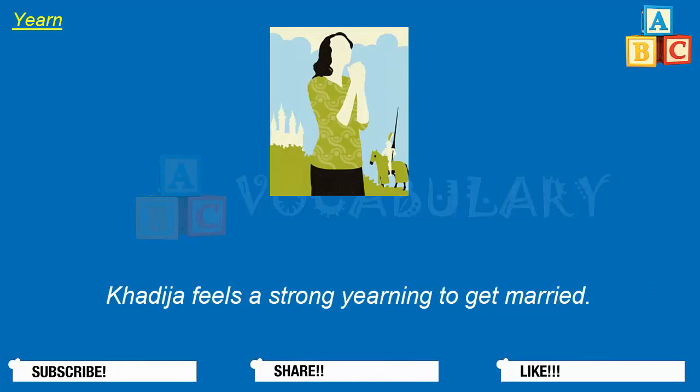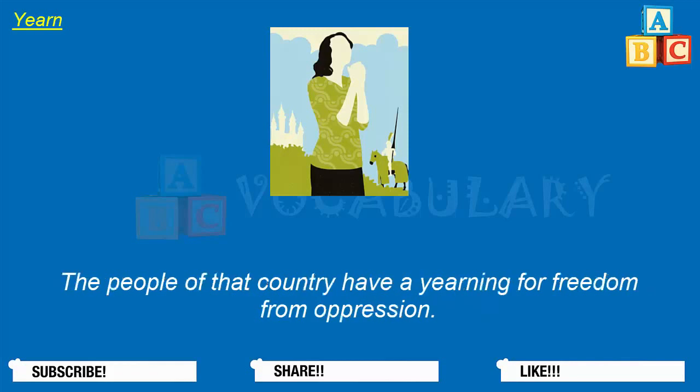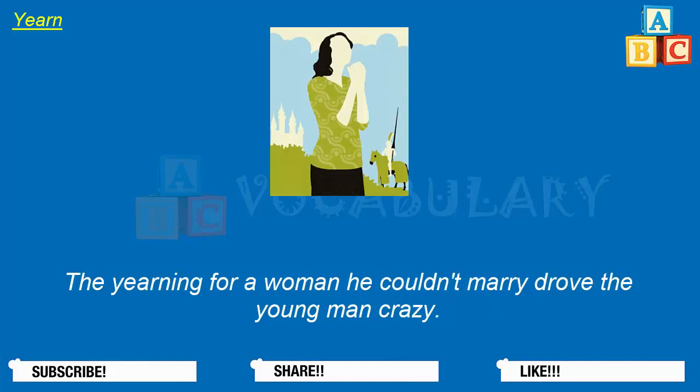Khadijah feels a strong yearning to get married. A yearning to be popular in school was the reason for the young man's risky behavior. The people of that country have a yearning for freedom from oppression. The yearning for a woman he couldn't marry drove the young man crazy.